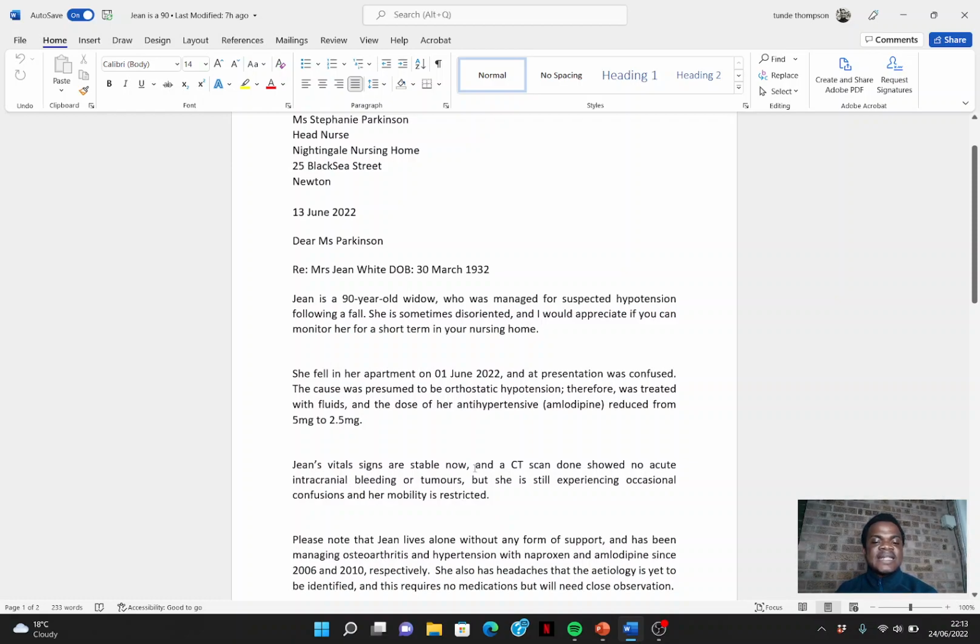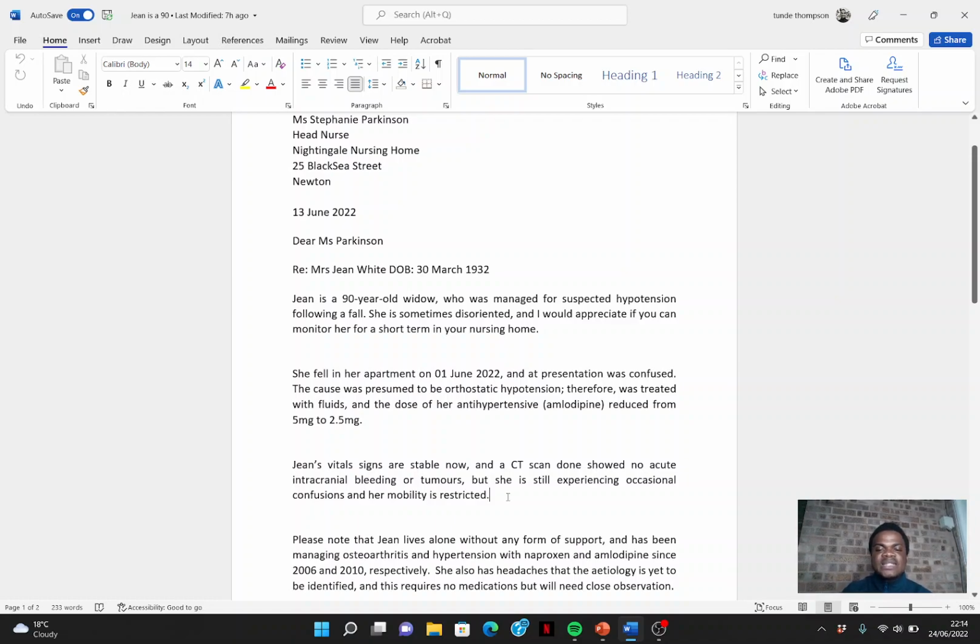Jean's vital signs are stable now, and a CT scan done showed no acute intracranial bleeding or tumors. But she is still experiencing occasional confusions, and her mobility is restricted. This is the summary of how this patient is doing now. And you can see how I paraphrase, how I try to expand the notes in this letter.